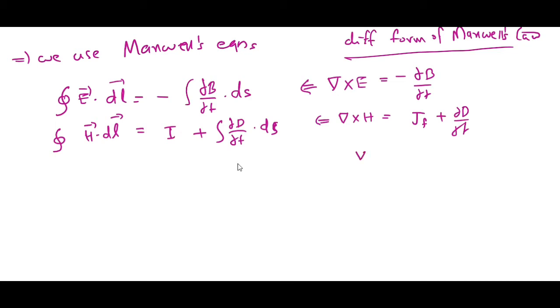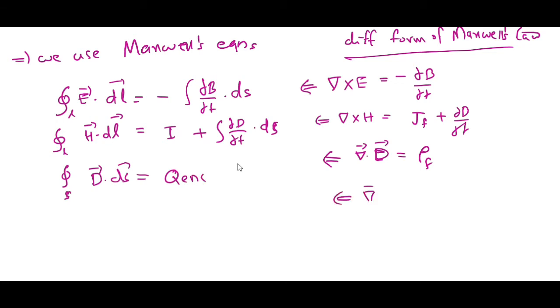We had two divergence relations, that is del dot D. Then if you apply the Gauss's divergence theorem, you will get this relation. That is closed surface integral. This is the line integral. Here this is the surface integral. D dot ds is equal to q enclosed. Similarly, del dot B in the differential form of the Gauss's law is zero. Apply Gauss's divergence theorem to this expression, you will get B dot ds is equal to zero.